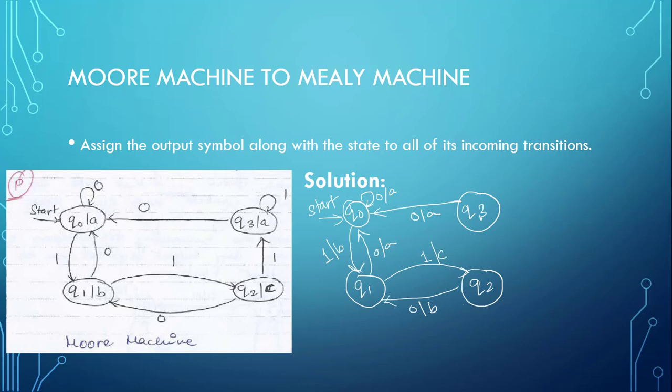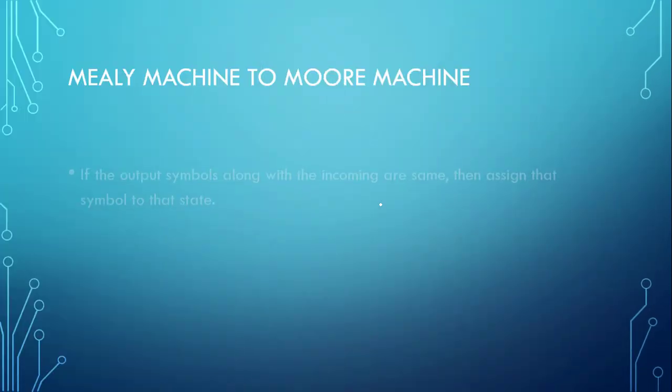Last but not the least, Q3 state. So we will just simply go on assigning A to all of its incoming transition, which is one is a self loop and another is from Q2. So this is how we convert a Moore machine to Mealy machine, by assigning the output symbol associated with each state to its incoming transitions. Now let us see how to convert a Mealy machine to Moore machine.